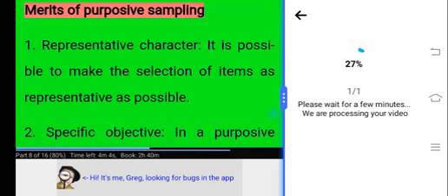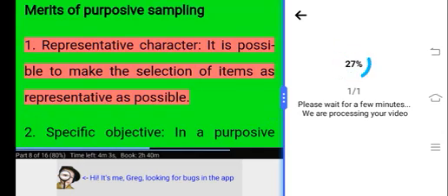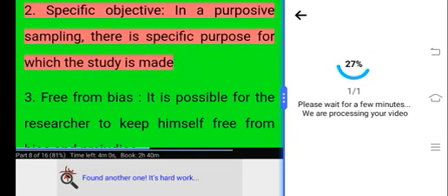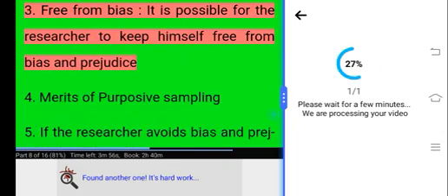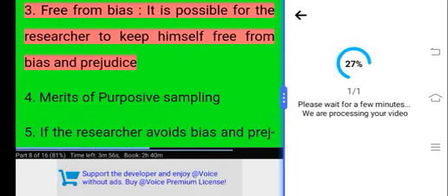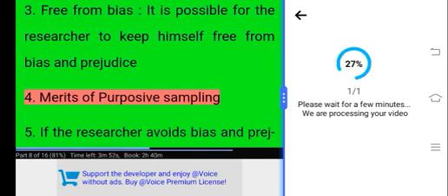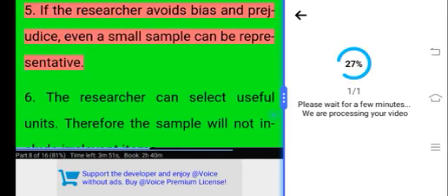Merits of purposive sampling. 1. Representative character. It is possible to make the selection of items as representative as possible. 2. Specific objective. In a purposive sampling, there is a specific purpose for which the study is made. 3. Free from bias. It is possible for the researcher to keep himself free from bias and prejudice. 4. If the researcher avoids bias and prejudice, even a small sample can be representative.